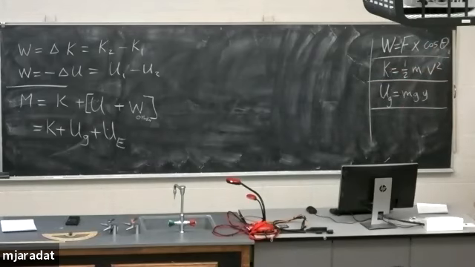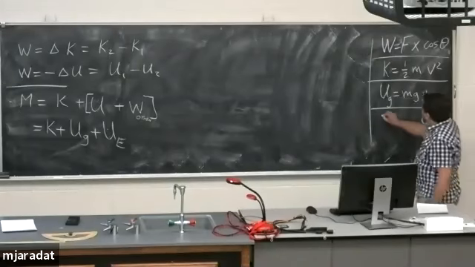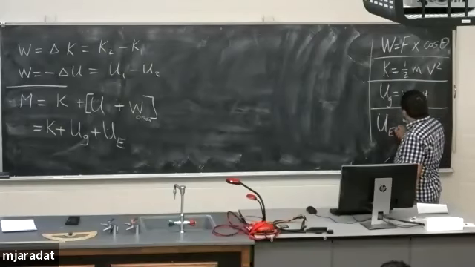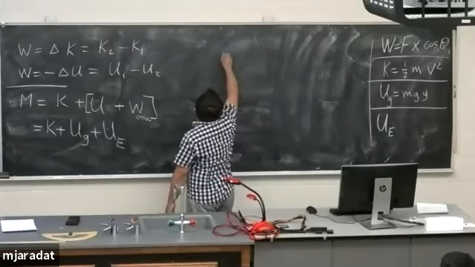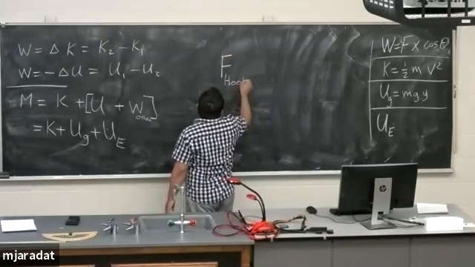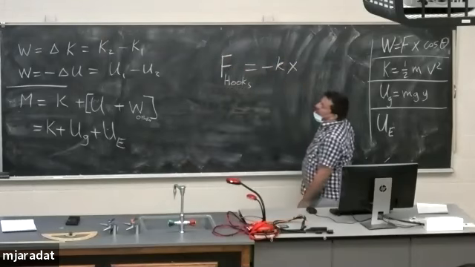We need always to find or to assume our origin. Now we have the elastic potential energy. From before, we know Hooke's force, which is equal to minus K multiplied by X.